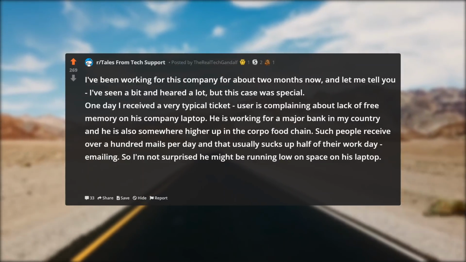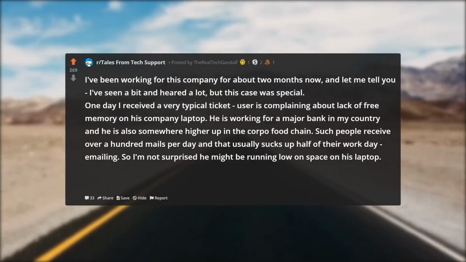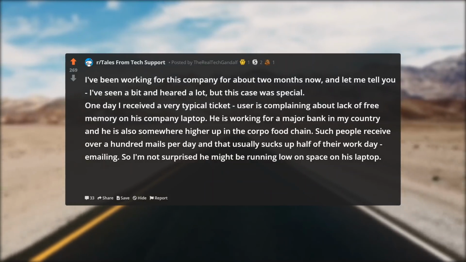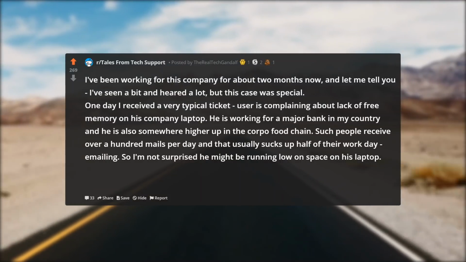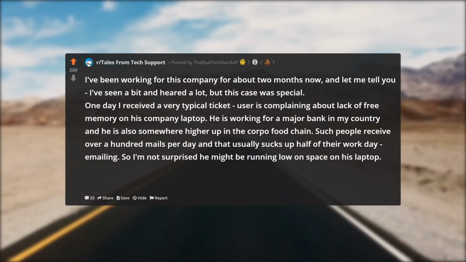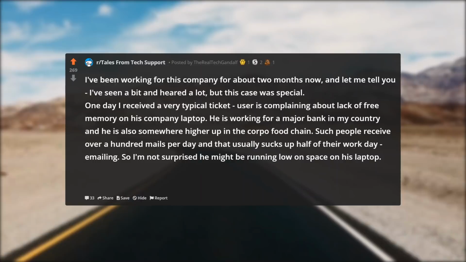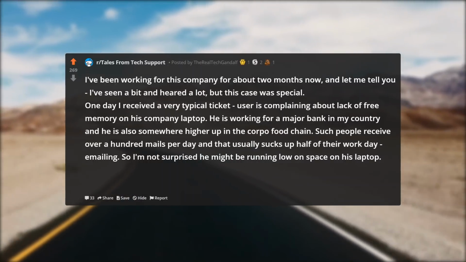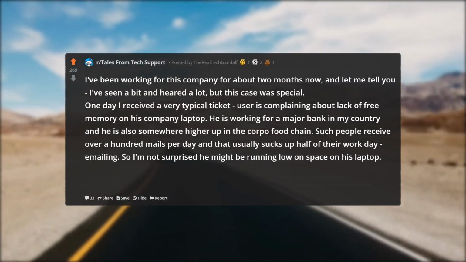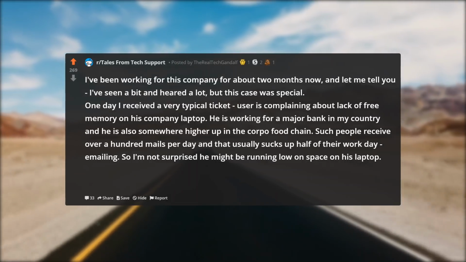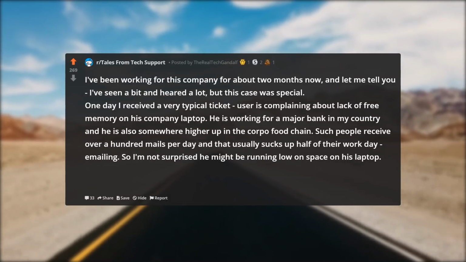One day I received a very typical ticket. User is complaining about lack of free memory on his company laptop. He is working for a major bank in my country, and he is also somewhere higher up in the corporate food chain. Such people receive over 100 mails per day, and that usually sucks up half of their workday emailing. So I'm not surprised he might be running low on space on his laptop.